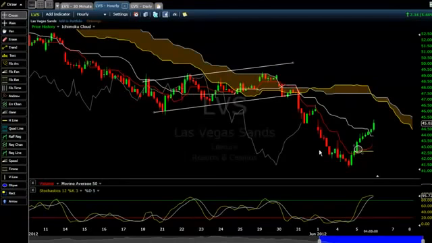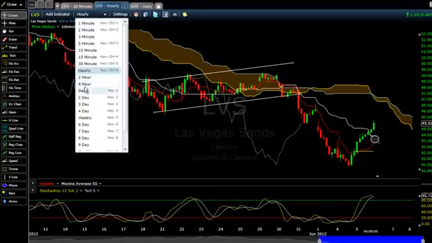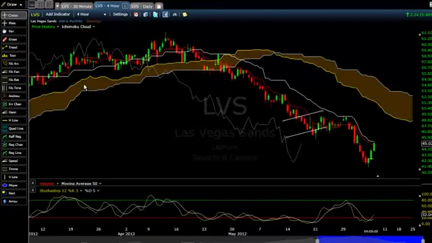Okay, note the narrowness of the Kumo related to this over here, so there should be less resistance, and we're almost going to get a TK cross right here on the 60-minute. So we're going from the 15 to the 30 to the 60-minute as a continuation, and depending on what happens there, I'll look at the 4-hour chart.